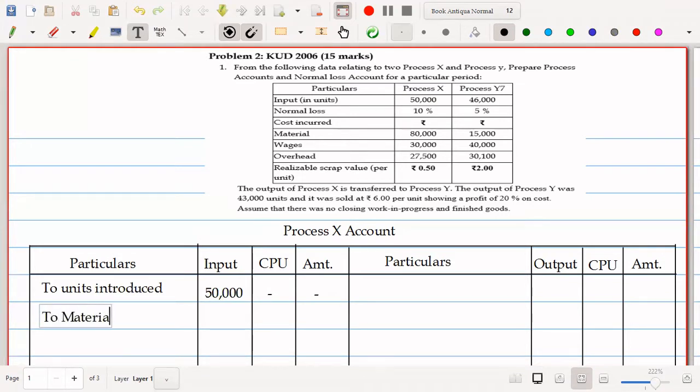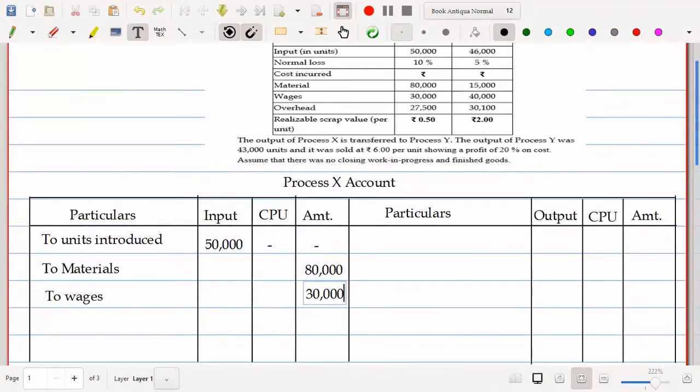Materials. To materials, the amount given is 80,000. And to wages, 30,000, and to overhead, 27,500. So these are the information given.